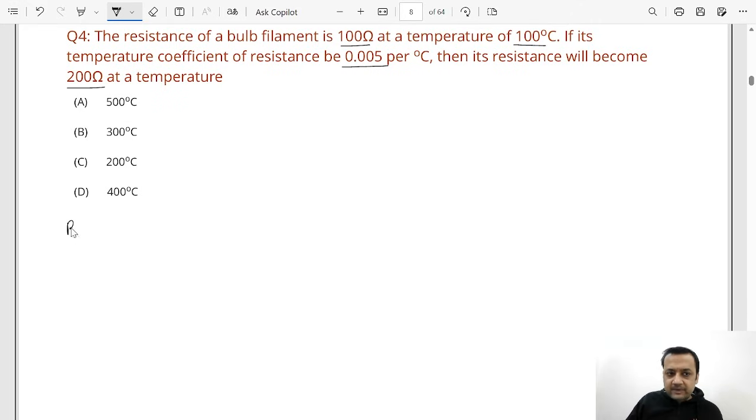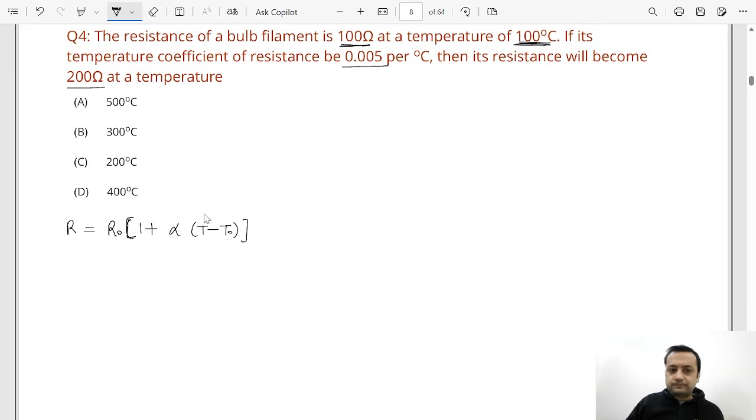So we know that resistance can be written as R = R0(1 + α(T − T0)), where T0 is the reference temperature, basically room temperature. If nothing is mentioned in the question, then we take room temperature to be 0 degrees Celsius. Remember this point, it's a very critical point. So now if you see, the value of the resistance is 100 when the temperature is 100.